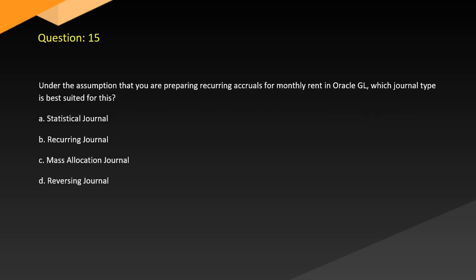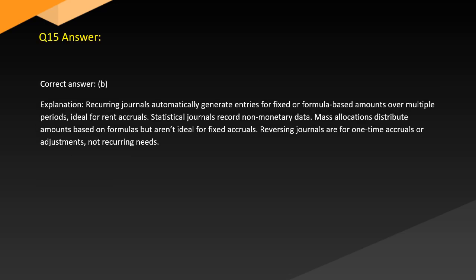Question 15. Under the assumption that you are preparing recurring accruals for monthly rent in Oracle GL, which journal type is best suited for this? A. Statistical journal. B. Recurring journal. C. Mass allocation journal. D. Reversing journal. Answer. Correct answer. B. Explanation.